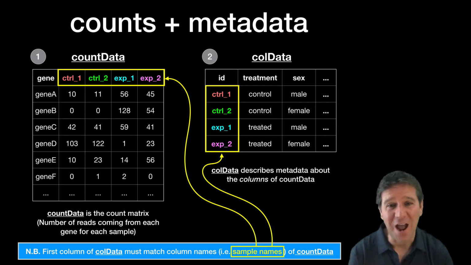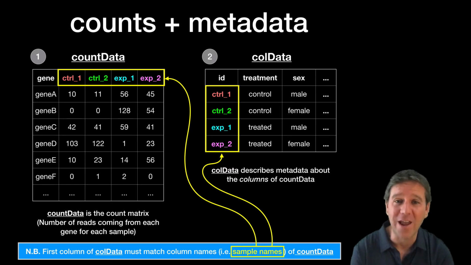Basically, we have to know which columns of data correspond to drug treated, for example, so we can compare the right columns here against the controls, right?